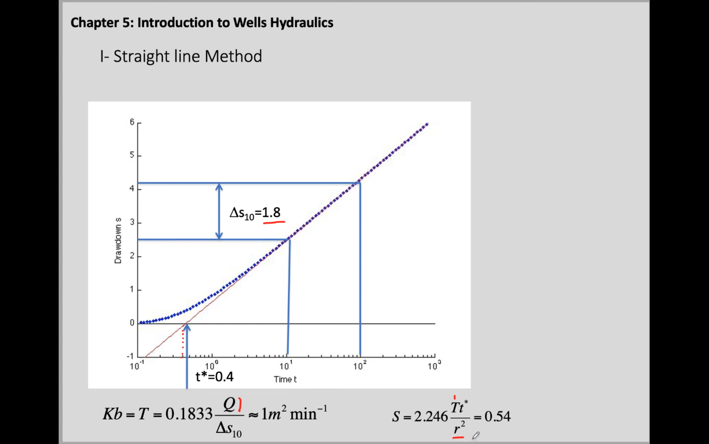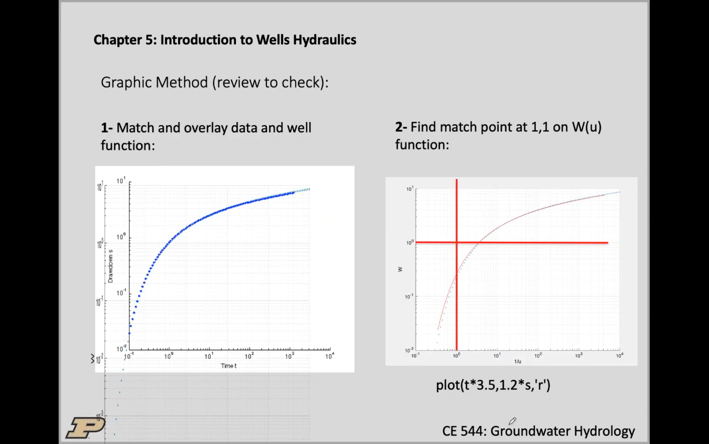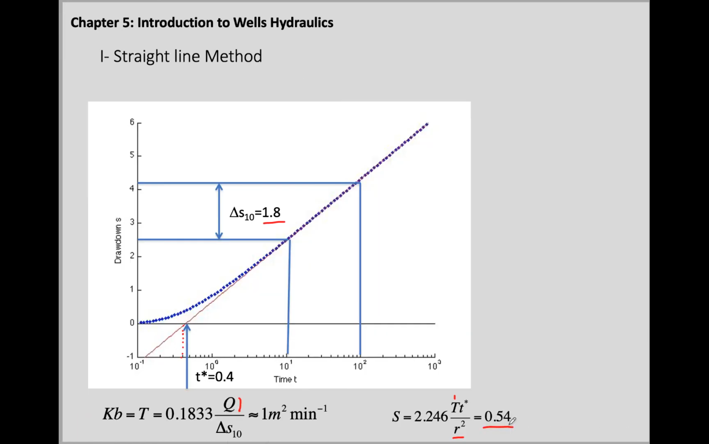R, remember, was 10 meters, right? 10 meters times 10 meters, 100. Plug in all the numbers, get the storativity as 0.54. Note that this is not realistic for a confined aquifer, right? This is just made up data, so don't pay attention to that. This is not right, obviously, for a confined aquifer. It's just made up data.